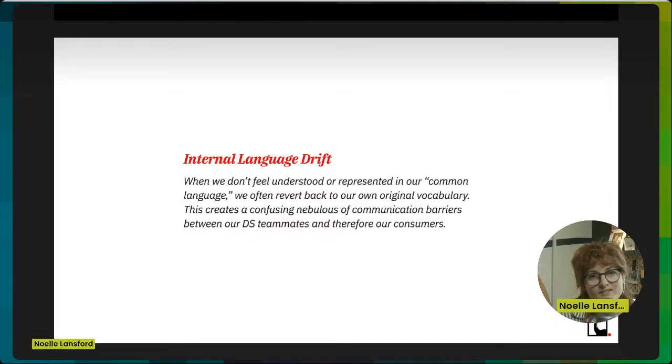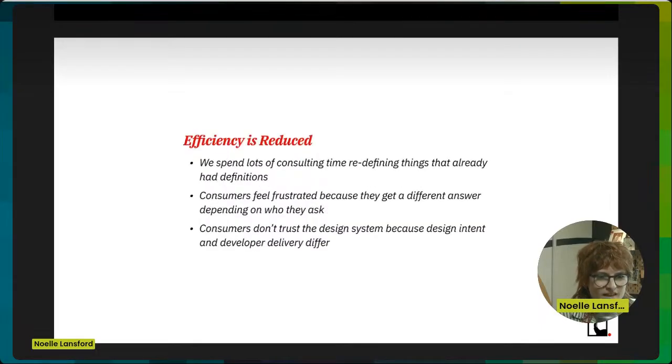I've even been a part of design systems teams where, if it was me and Sunny talking in that example, maybe Sunny and I would have a hard time communicating about what a button is and what a link is. So because of this, right, efficiency is reduced. We spend lots of time consulting and redefining things that already had definitions, right? And consumers of the design system feel frustrated because they get a different answer depending on who they ask. And this can really lead to consumers feeling a lack of trust in the design system because sometimes when that's the case, the design intent and the developer delivery are different.